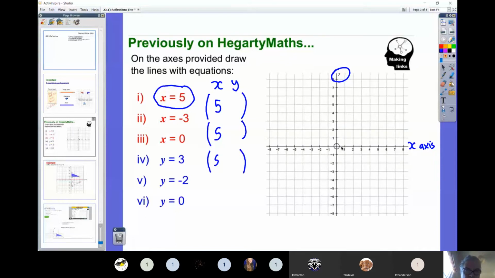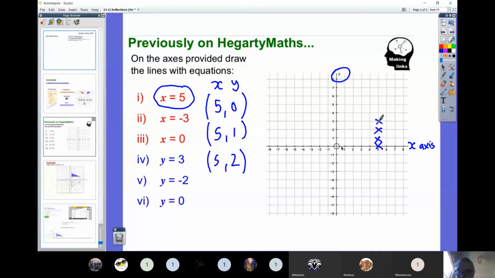It doesn't matter about the y coordinate. I can make up any y coordinates I like. So for example, 0 or 1 or 2. So let's just go and plot those coordinates on our graph. So 5, 0: 5 along the corridor, 0 up the stairs. 5, 1: 5 along, 1 up. 5, 2, and so on.